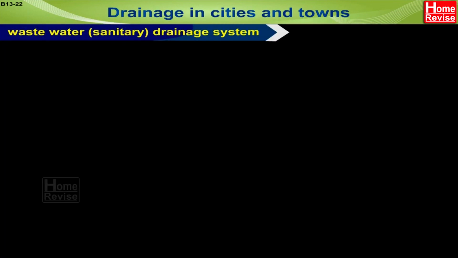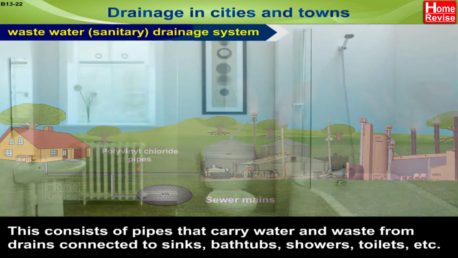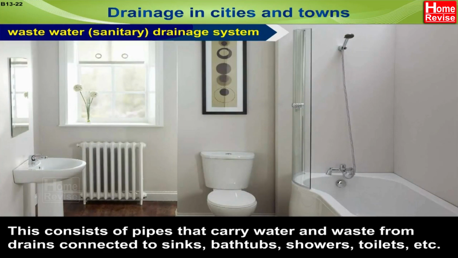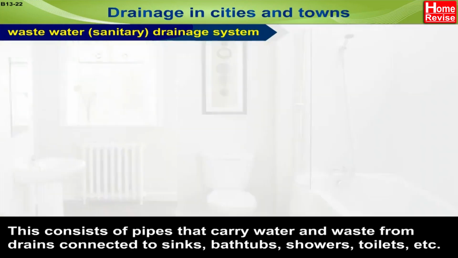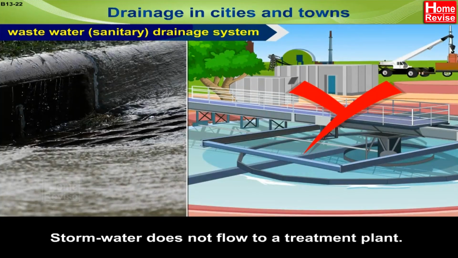The wastewater, that is sanitary drainage system. This consists of pipes that carry water and waste from drains connected to sinks, bathtubs, showers, toilets, etc. to a treatment plant to be treated and filtered. It is a closed pipe system accessible through manholes. Stormwater does not flow to a treatment plant.